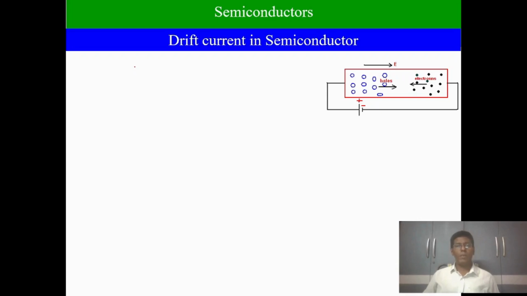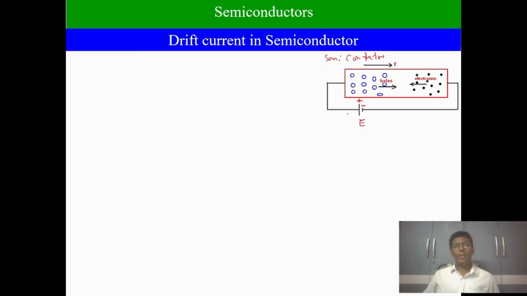Without wasting much time, I am going to define drift. In order to define drift, first of all consider one semiconductor. Now, without applying any electric field, inside the semiconductor the free electrons and holes are moving randomly. Now I am going to apply an electric field E to the two sides of the semiconductor.